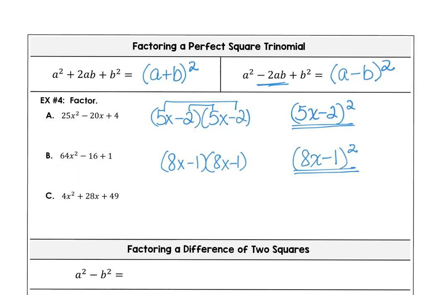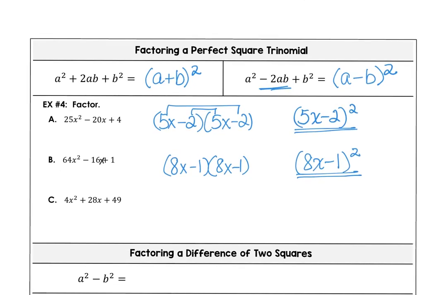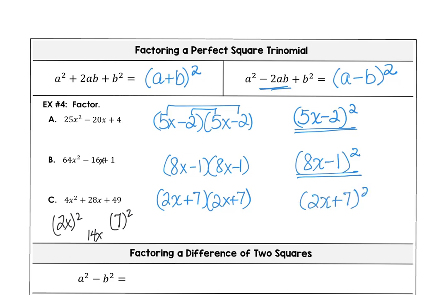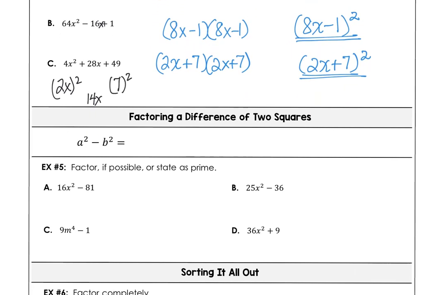And then lastly, in part C, we have 4x squared plus 28x plus 49. So 4x times 4x, or I'm sorry, 2x times 2x is 4x squared. And 7 times 7 is 49. And 14x doubled in the middle is definitely what we have. So (2x + 7) times (2x + 7) is the factored form, but simplified and factored completely is the binomial square, (2x + 7) quantity squared. So those are called factoring perfect square trinomials.